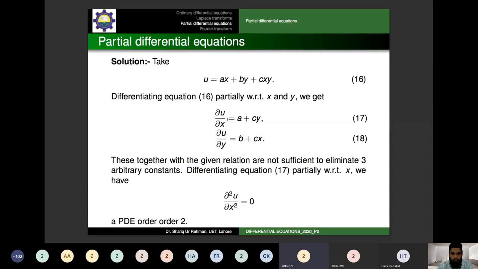Have a look, equation number 17 and 18. So if we differentiate 16 with respect to x, so to the right hand side, we're left with a. Since it is independent of x, we will be having 0. And from the last term, with respect to x, we are left with cy. Sir, equation number 17, second last slide. This is equation number 17. Yes.